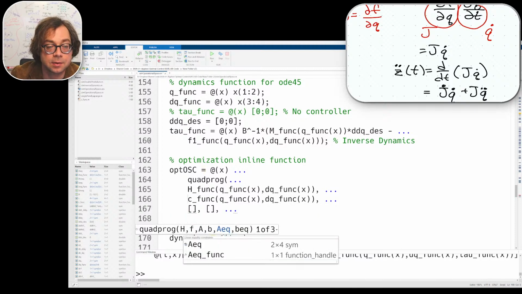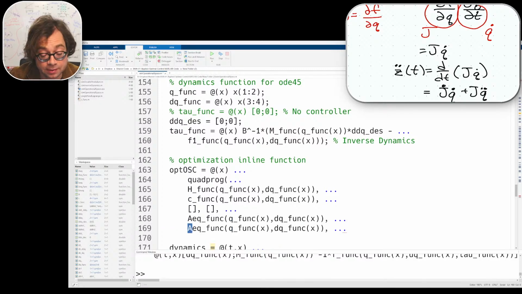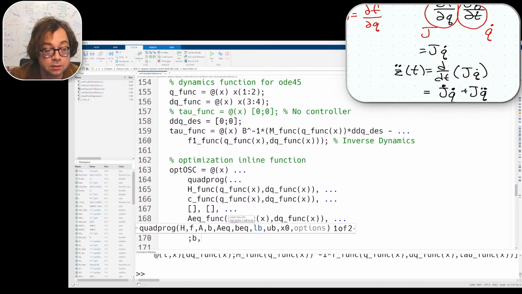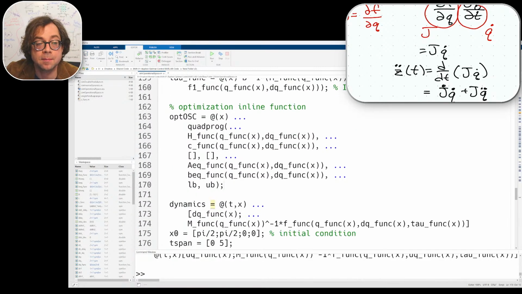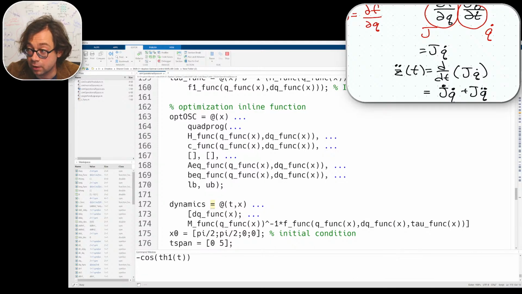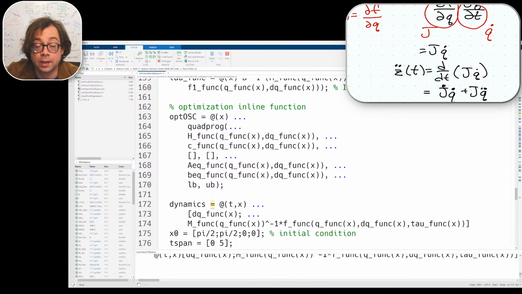It's the same thing up here, right? Same thing, but it's just AEQ, right? Then next thing, it's the equality constraints, the linear terms. It's the BEQ, all right? And then we need the lower bounds and the upper bounds. And we're done, right? Now, I'm just going to run this to make sure I don't get any errors. It has not changed the functioning of the simulation at all. We're still using that inverse dynamics controller, okay?